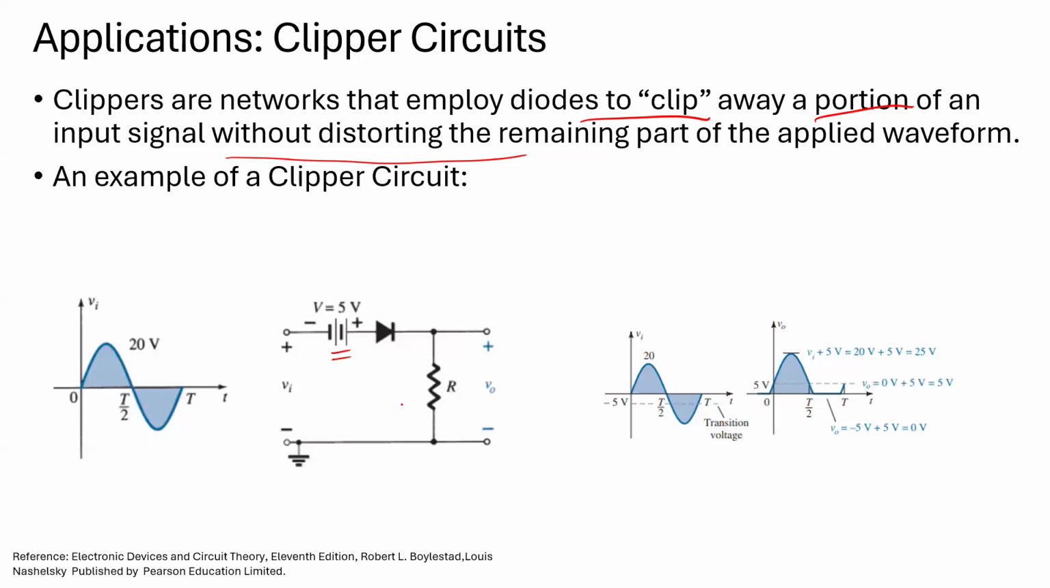When the input is less than minus 5 volts, we will get no output. When the input is greater than minus 5 volts, we will see that there is an output. The output is Vi plus 5, applicable when Vi is greater than or equal to minus 5. And the output is equal to 0 when Vi is less than minus 5. So this is a clipper circuit.